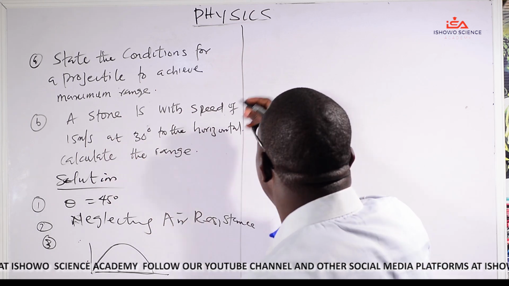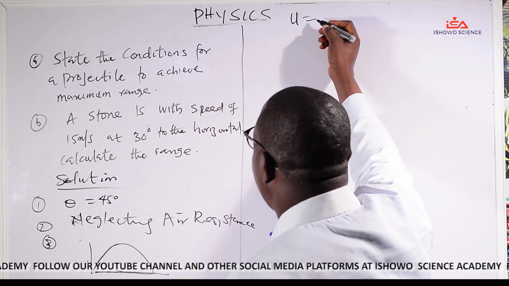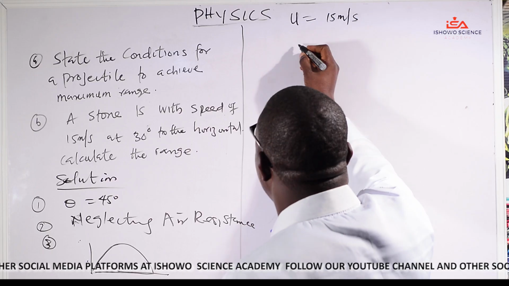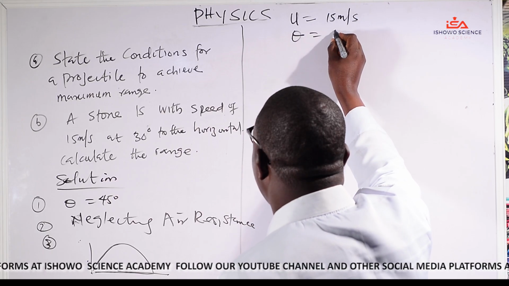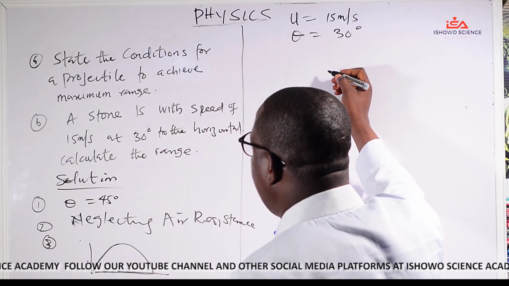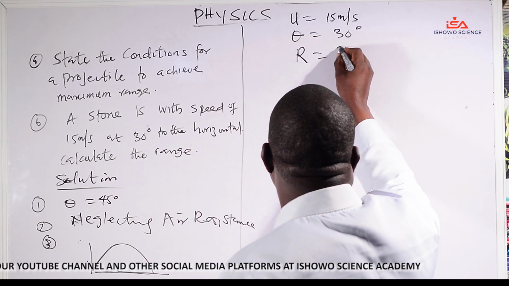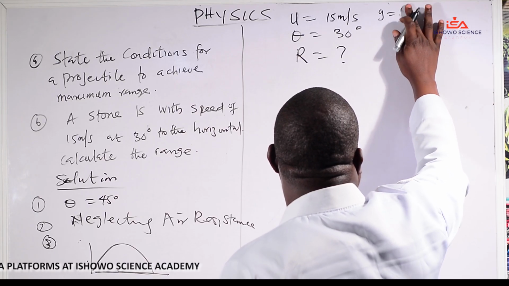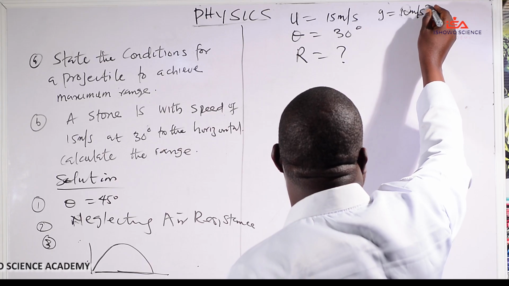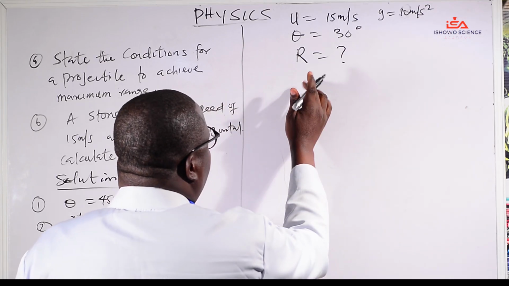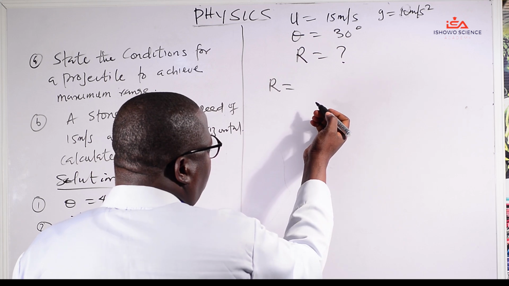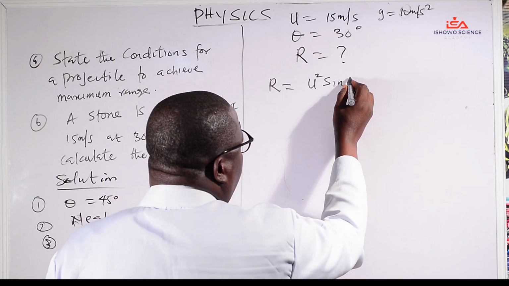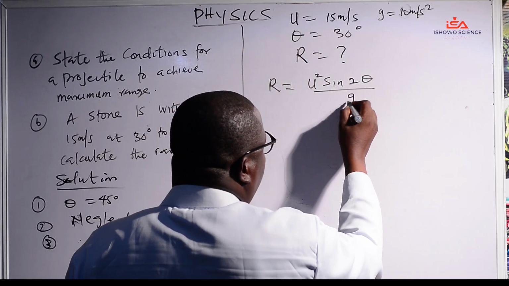And what are the parameters given? We are given the initial velocity, the speed of projection, as 15 meters per second. We have the angle of projection as 30 degrees, and we are to calculate the range. Always remember our g is 10 meters per second squared. So the formula to calculate range, which we have used in our previous example questions too, is U squared sine 2 theta over g.